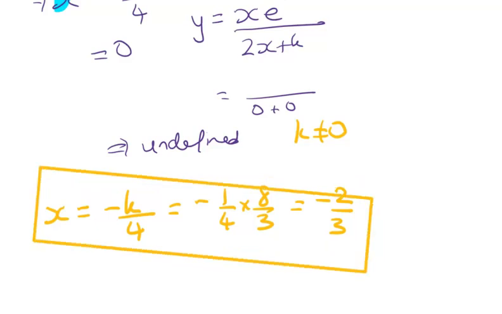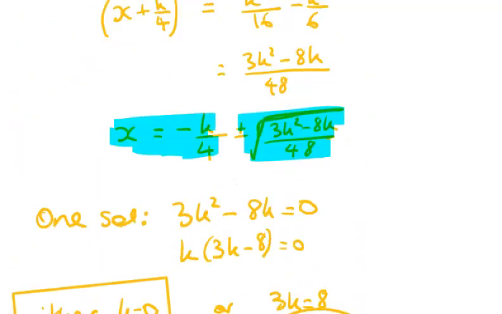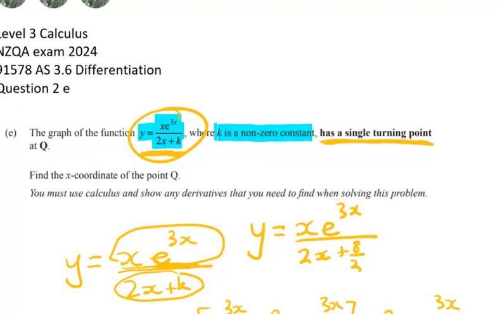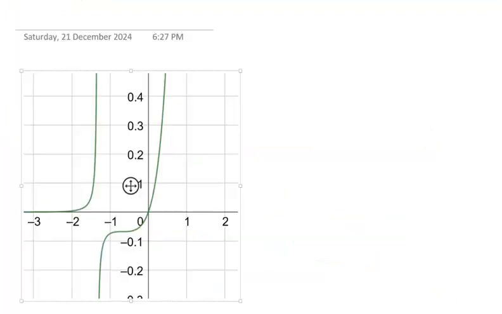Now, as I said, I haven't seen the schedule because it's too early. We were just asked for the x coordinate of point Q, but we could pop in and get a y coordinate there. But more interestingly, if you go to GeoGebra or your graphing calculator and graph that function, x e^(3x) over (2x plus k), where k was 8/3, this is the graph that we get. And there's a problem, because we don't have a turning point. We have a point of inflection.